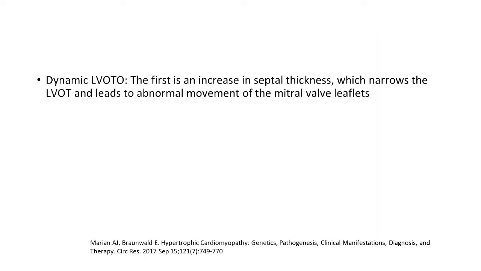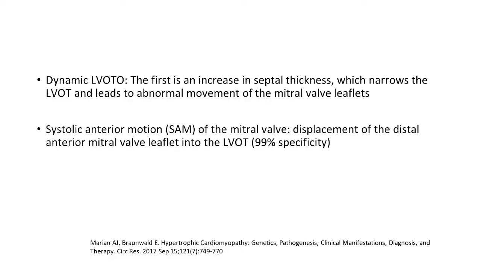So the basic pathogenesis is dynamic LVOT obstruction. First there is an increase in septal thickness, so the septum will narrow the LVOT, and there is something called SAM, systolic anterior motion of the mitral valve leaflets. Usually during systole the mitral valve will close, whereas in HCM the basic pathophysiology is that during systole the mitral valve will move anteriorly, and that will lead to obstruction of the LVOT. This is called a dynamic obstruction.